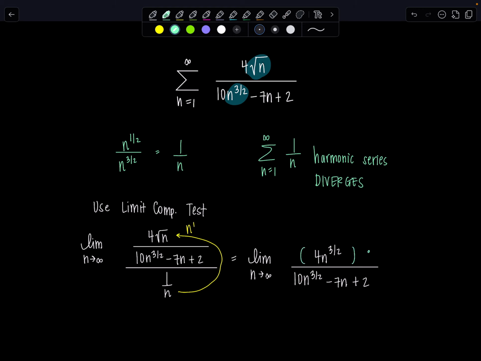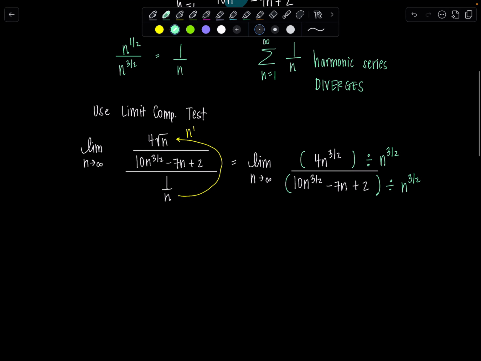I'm going to divide by the highest power of n from the denominator, which is n to the 3/2. Everybody gets divided by n to the 3/2. Always highest power from the denominator, not the entire expression. And then we have the limit as n goes to infinity, and just clean up.